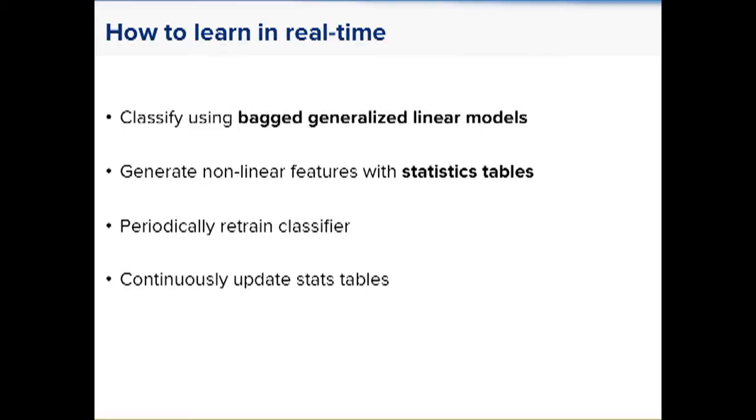But the general idea is that we can periodically retrain the classifier every couple hundred or every couple dozen positive examples, but we can continuously update our statistics tables in real time. This means that if a user clicks or converts, that information is incorporated into the very next bid request within milliseconds. And this is basically the way we handle the real-time stream and adapting to changing conditions, even in between retrainings.